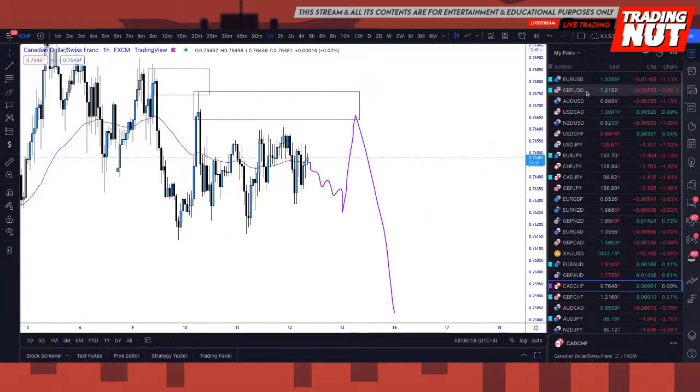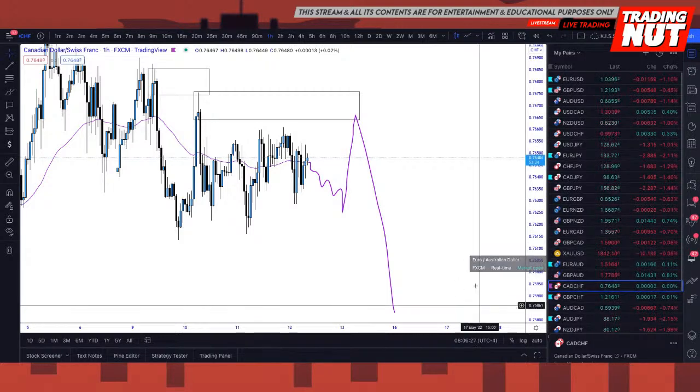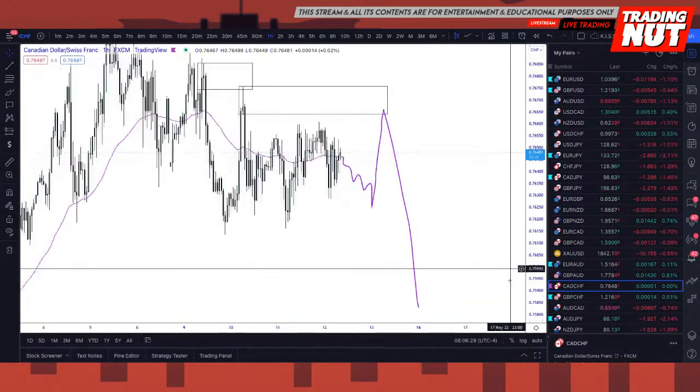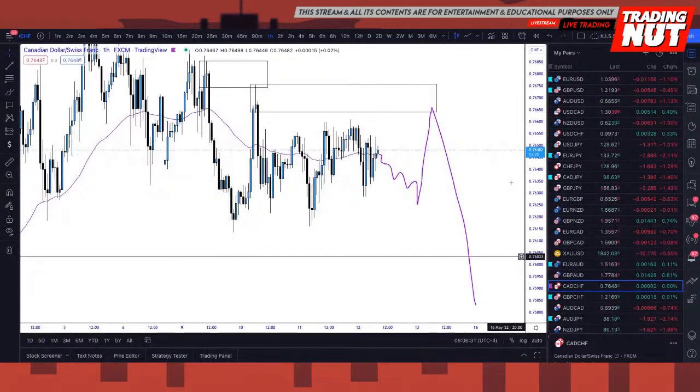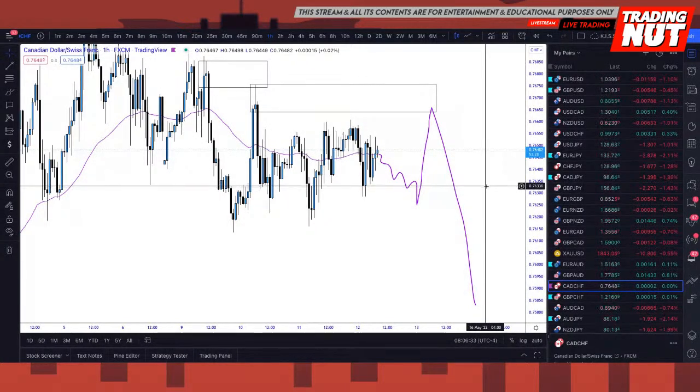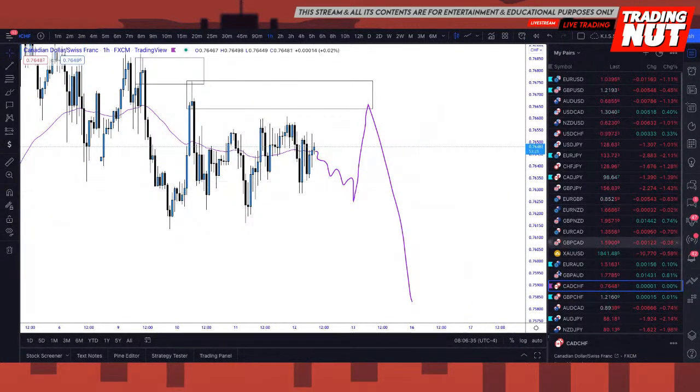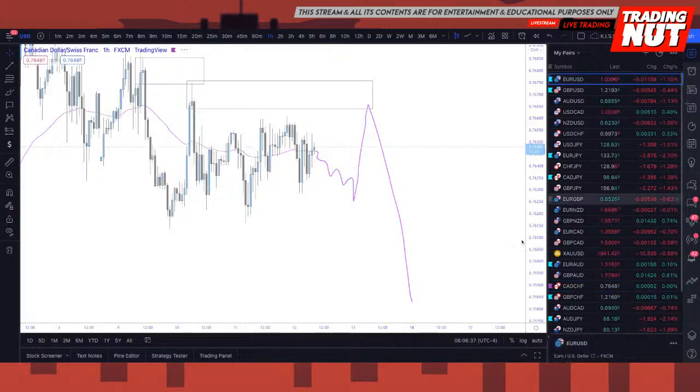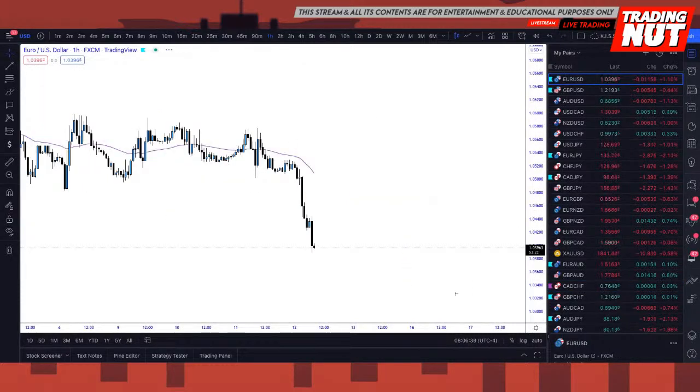Most of you, if you watch Smart Money Sundays, know I typically don't branch outside of the majors, and so that was something new. Usually, I like to stick with pairs like EU and GU, etc. And so that's the setup I'm looking at on CADCHF.